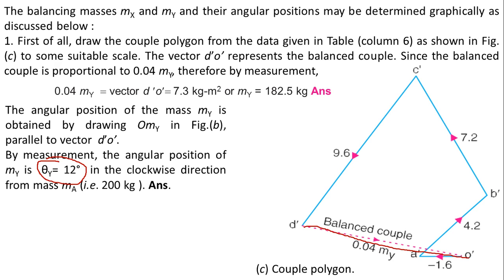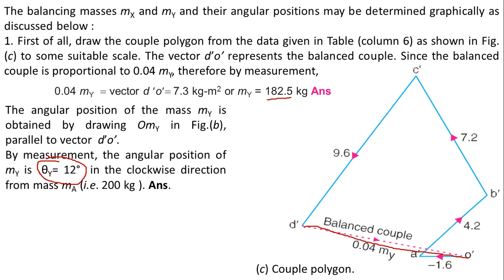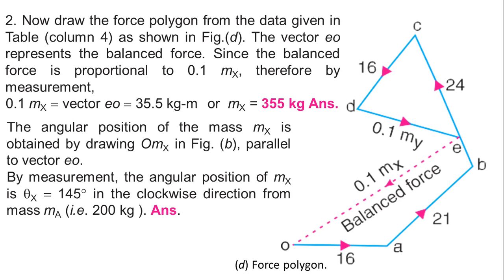Okay. Now once you get the value of theta y and my, you can substitute this my in the table for the figure, column 4, and you can get the value of 0.1 into my. Now in this force polygon only one unknown will be there, and similarly you can draw the force polygon now. So after the couple polygon, the last step will be to get the force polygon.